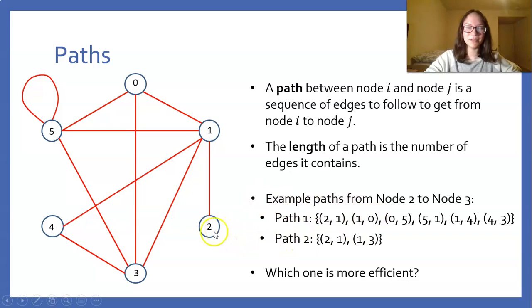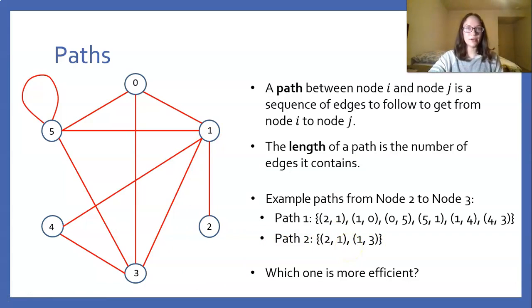A very simple way to do this is you start at node 2, and then you follow the first edge, which is the edge from node 2 to node 1. Then, to get to node 3, you follow the next edge, which is from node 1 all the way to node 3. So you traversed two different edges, node 2 to 1, 1 to 3. That represents path 2 right here at the bottom.